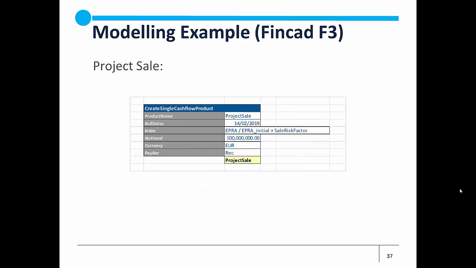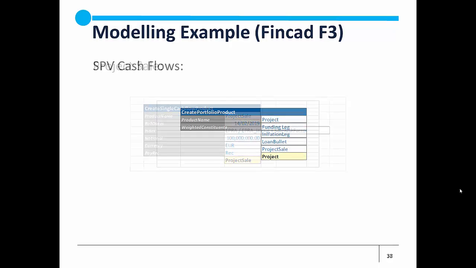The final component is the project resale value. So we said that happens at maturity, and it's 100 million times the increase in EPRA plus some, again, idiosyncratic factor, which we call sale risk factor, which in this case might lead to our project outperforming EPRA, or it might lead to our project underperforming EPRA.